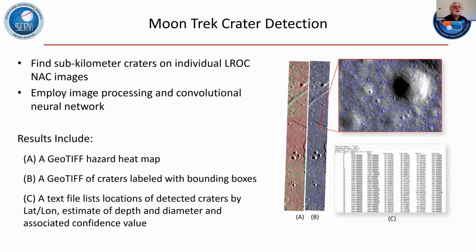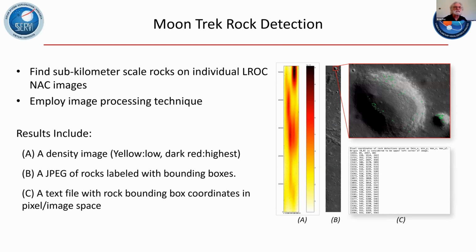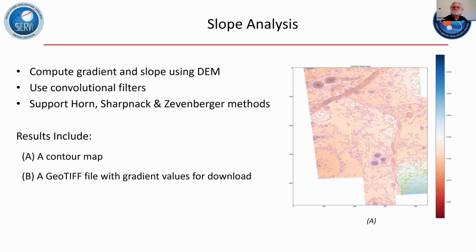In terms of the crater detection, we can employ image processing and a convolutional neural network to find crater hazards. This will generate a color-coded hazard heat map, a geotiff of craters labeled with bounding boxes, as well as a text file that includes locations by lat long, depths, diameters, and associated confidence values. Similarly, we have rock detection that will generate a color-coded density image of the NAC strip, a JPEG of rocks labeled with bounding boxes, and text files with coordinates.